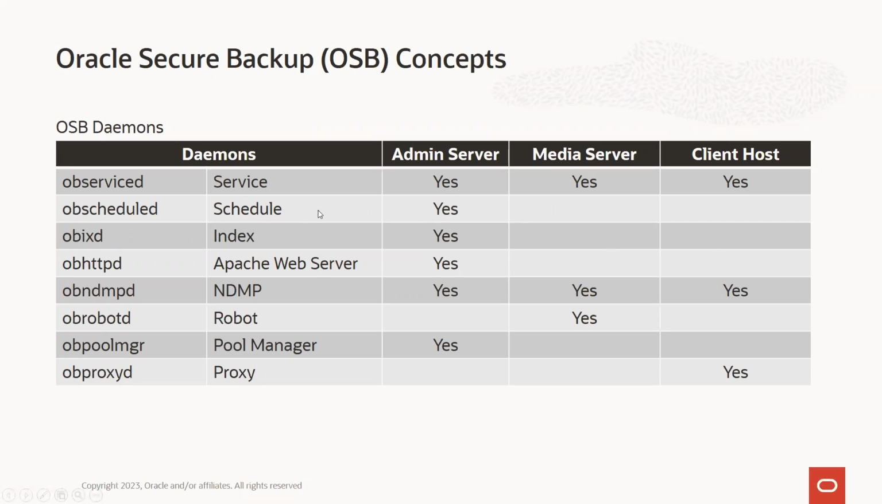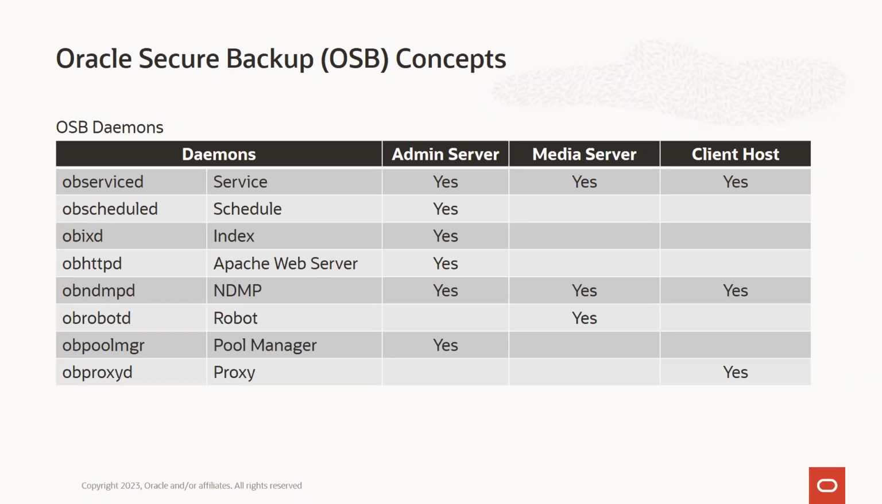Next is the obscheduled daemon, which is the OSB scheduler. The schedule daemon runs continually on the admin server. Next is the obixd daemon, which manages the backup catalog for each client. The index daemon runs continually on the admin server as well. Next is the obndmp daemon, which implements the NDMP, or Network Data Management Protocol, tape service, and provides data communication between the media server and the client.